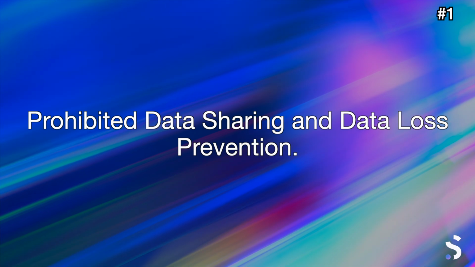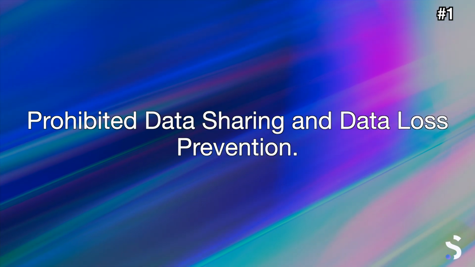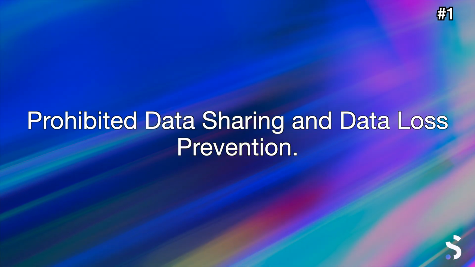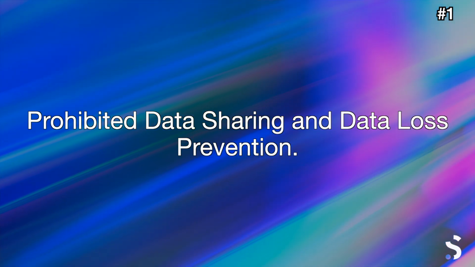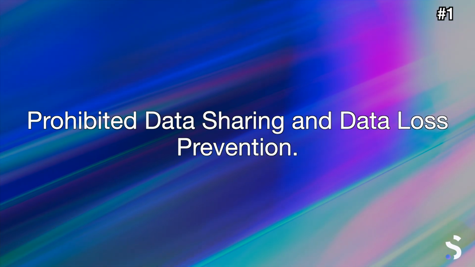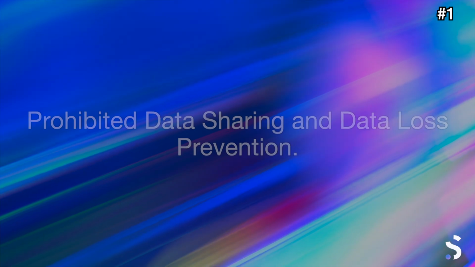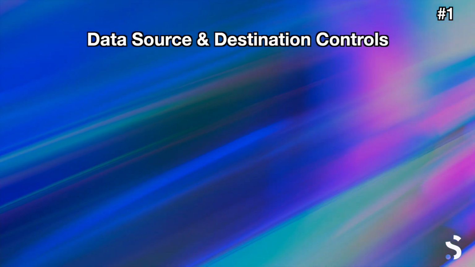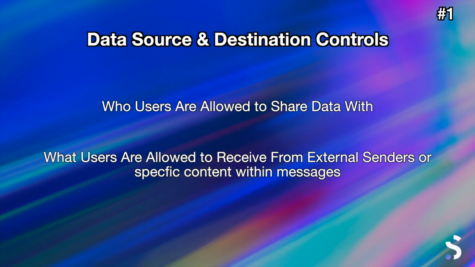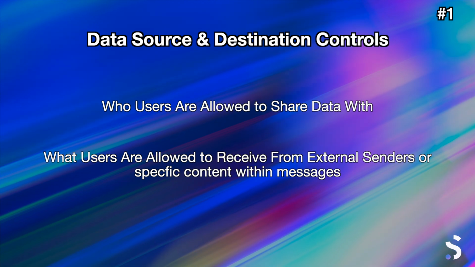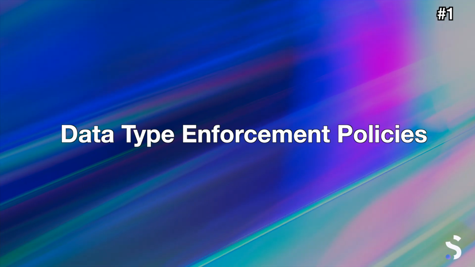1. Data loss prevention and prohibited data sharing. The first critical control is data loss prevention, or DLP, managed through Microsoft Purview and implemented via well-scoped Microsoft Purview DLP policies. DLP enforces data source and destination controls, defining exactly what users are allowed to share and where that data can go. This includes enforcing rules around external sharing in SharePoint and OneDrive, as well as outbound email filtering in Exchange Online to control what users are allowed to send and receive.